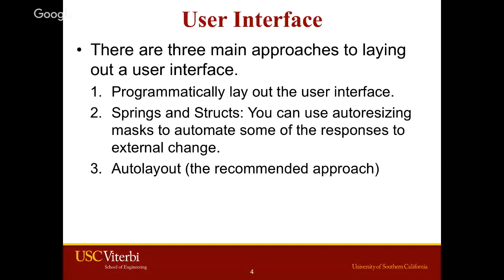Cool. So when we're laying out user interfaces, there's 3 approaches to laying them out. We can programmatically lay them out using math. No one likes that. No one wants to do math. We can use springs and struts, which is an old, more dynamic way to lay out your interfaces. Or we can use auto layout, which is by far the most recommended approach.